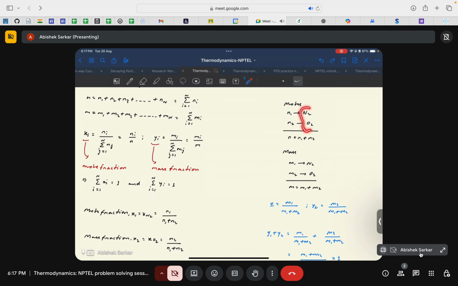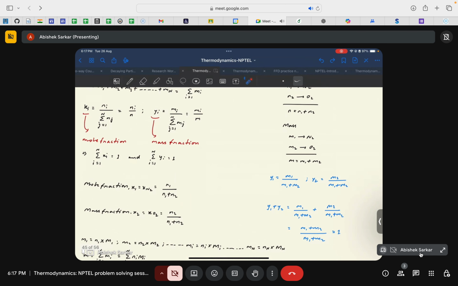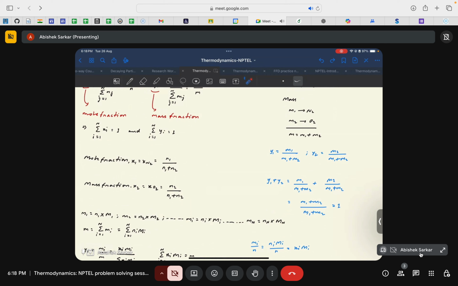Okay, so let us consider n1 to be the number of moles of nitrogen and n2 be the number of moles of oxygen. Then the total number of moles of gases in the mixture will be n1 plus n2. Similarly, if we consider m1 to be the mass of nitrogen in the gas and m2 to be the mass of oxygen in the gas, then the total mass of the mixture, that is air, would be m1 plus m2. Then the respective mole fraction for nitrogen is given by x1, that is n1 by n1 plus n2, because we use the n1 index for nitrogen.